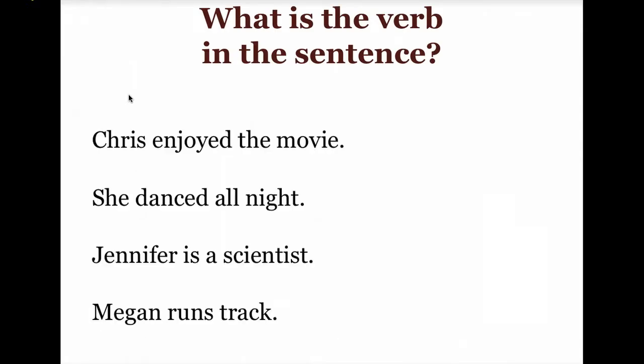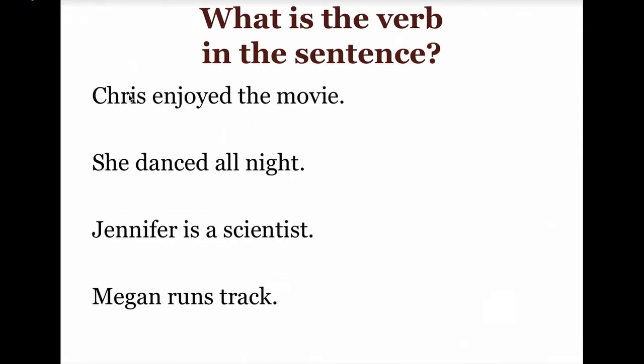What's the other part? I'm hoping you said verb out loud to yourself. Other part is the verb, right? Chris enjoyed the movie. She danced all night. Jennifer is a scientist. Megan runs track. You can even pause real quick and figure out the verbs on your own and then press play again and see if you're right. So let's see if you're right.